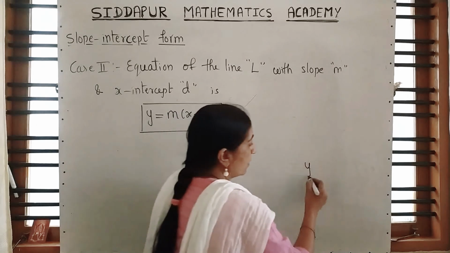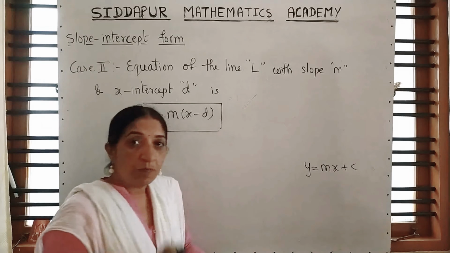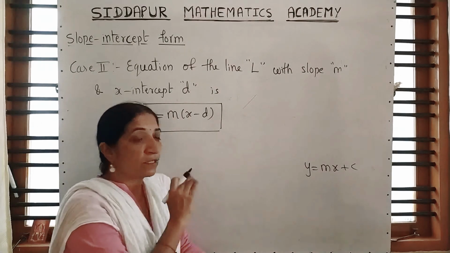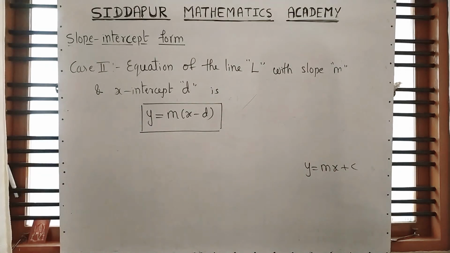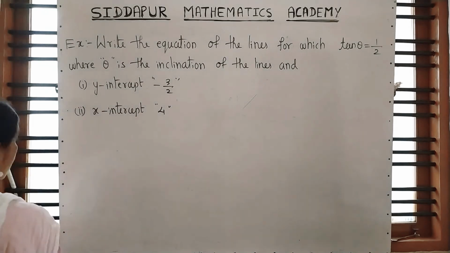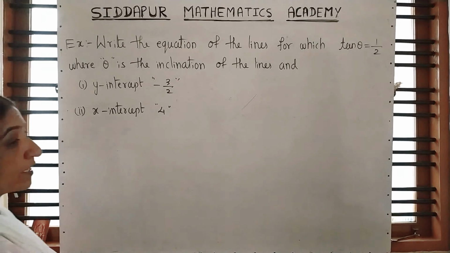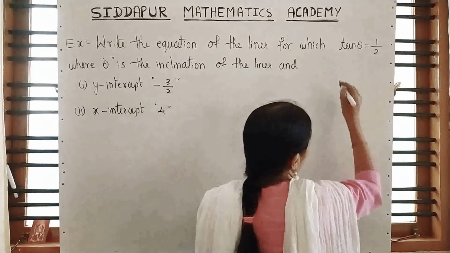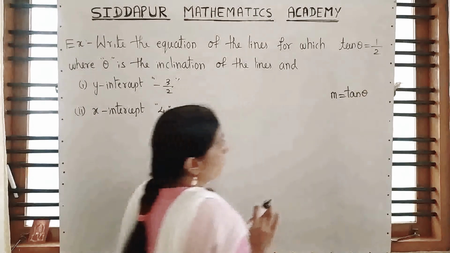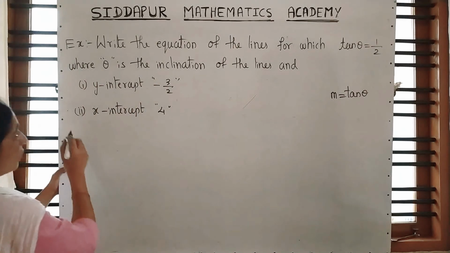And y is equal to mx plus c is what? Equation of the line with the slope m and y-intercept c. Now I am giving you an example related with this formula. See the example. Write the equation of the lines for which tan theta is equal to 1 by 2. Tan theta is given means indirectly slope is given, because you are familiar, m is equal to tan theta. Tan theta is equal to 1 by 2, where theta is the inclination of the lines.